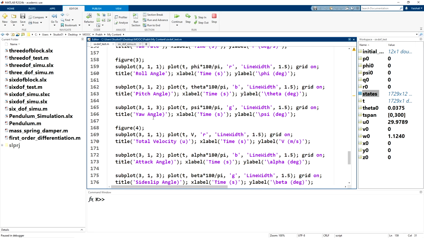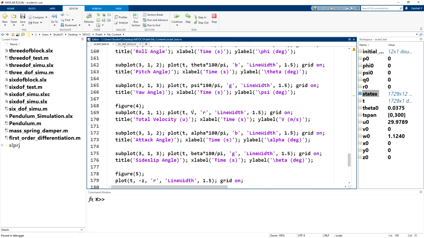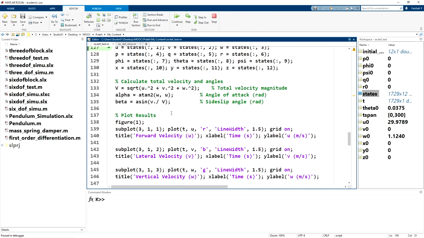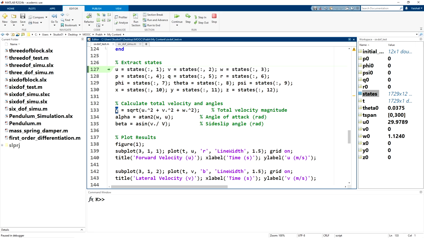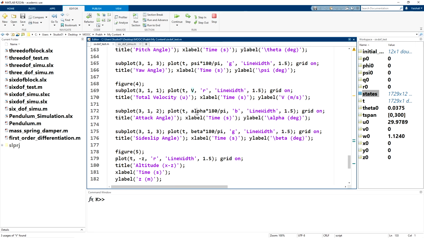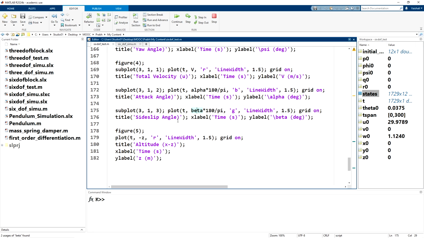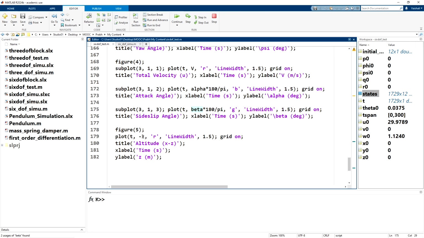And finally in figure 4 I am plotting total velocity V separately, which we have calculated here in line number 133. Similarly I plotted alpha and beta here. And in figure 5 I am only interested in the altitude, and I put a minus sign here. Since the z direction is pointing towards the center of the earth, we would like to know whether the altitude is increasing or decreasing with respect to the body axis, hence the minus sign.